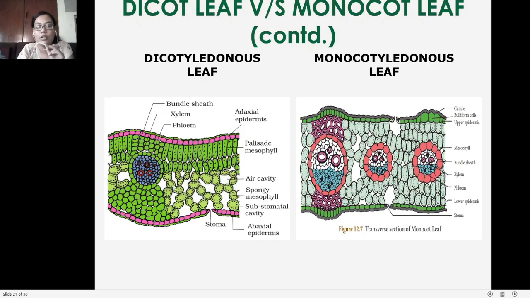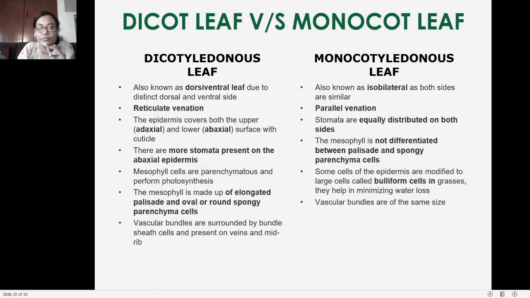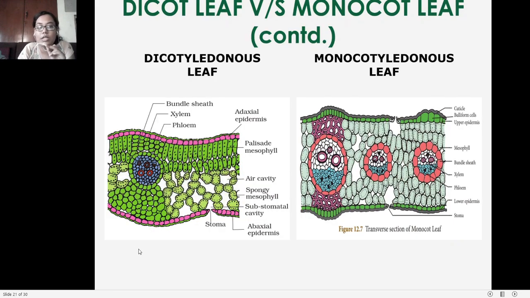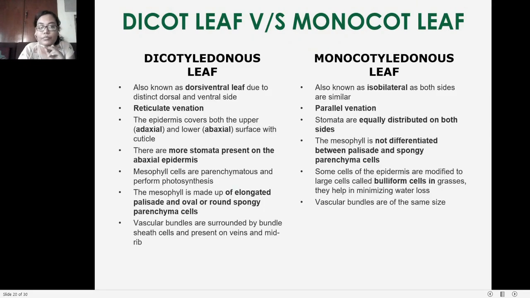And as you can see, the spongy cells are loosely arranged, making gaps in between, which are called air cavity, that is air is filled within these cavities. Okay, now vascular bundles are surrounded by bundle sheath and present on veins and midrib. So as you can see, this is the vascular bundle. The vascular bundle is surrounded by bundle sheath and has xylem and phloem within, and is present mainly on the veins and midribs.